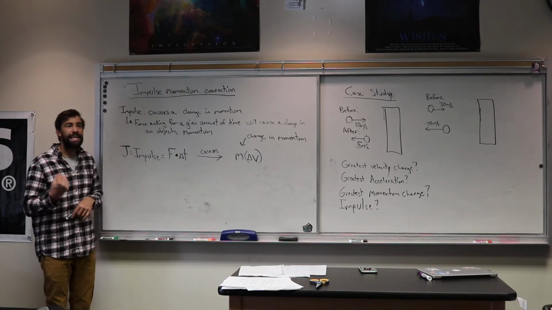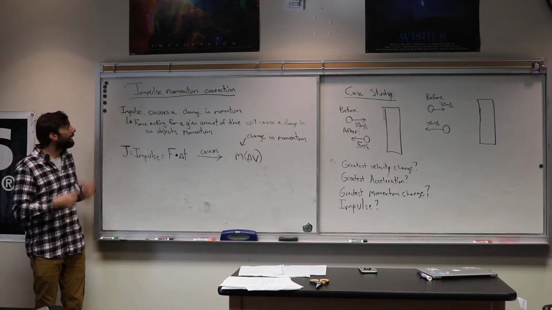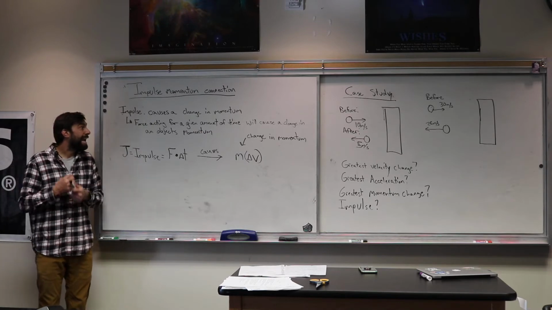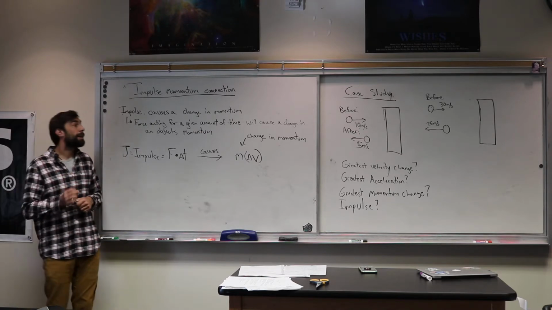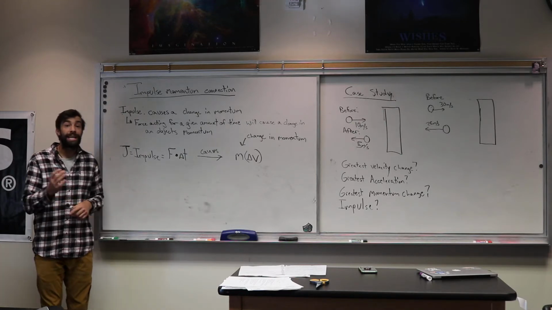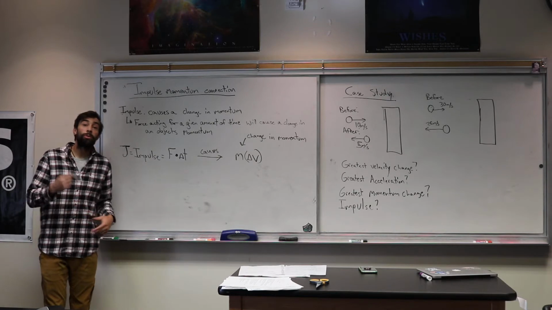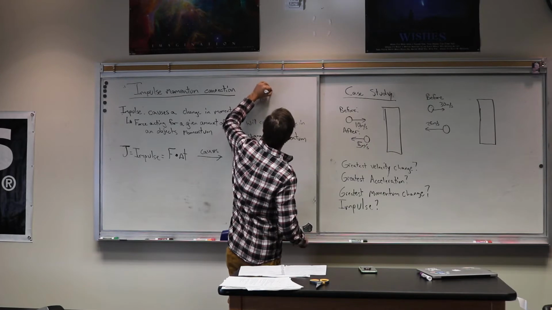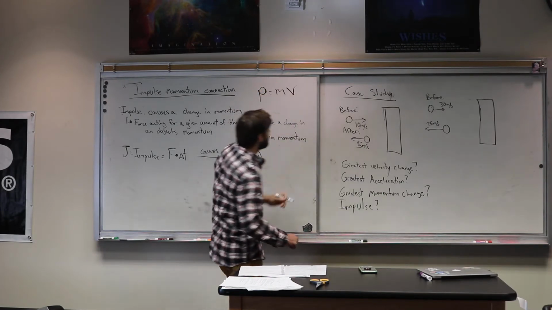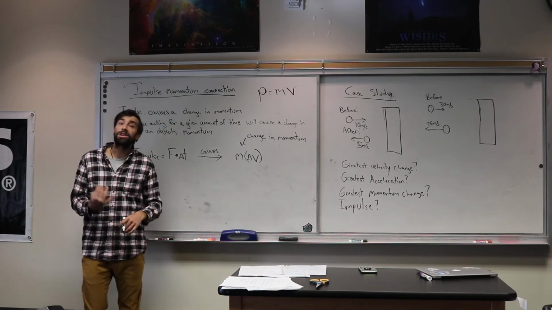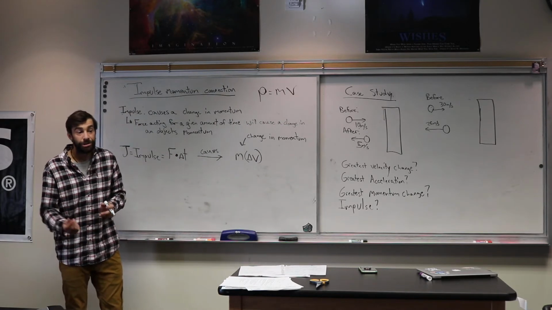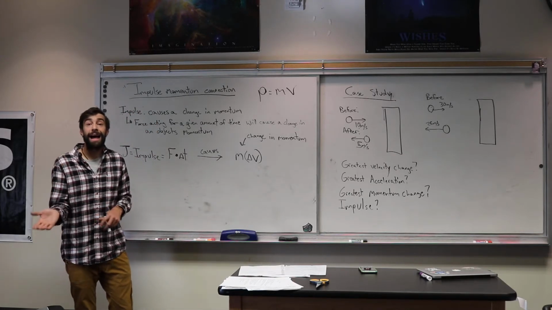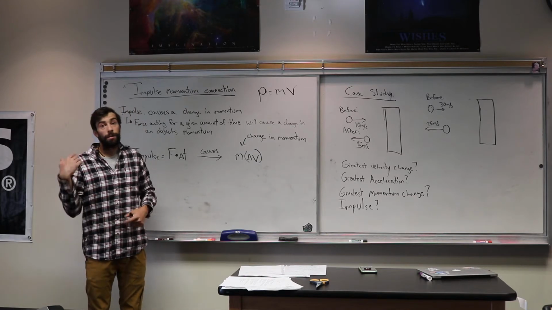So first thing I want to do is introduce the term impulse. Impulse causes a change in momentum. An impulse is a force acting for a given amount of time that will cause a change in an object's momentum. So remember, momentum is equal to mass times velocity. So either I could change an object's mass or I could change its velocity to get a change in momentum. Do you all think it'd be easier to change an object's mass or its velocity? Well, probably the velocity.